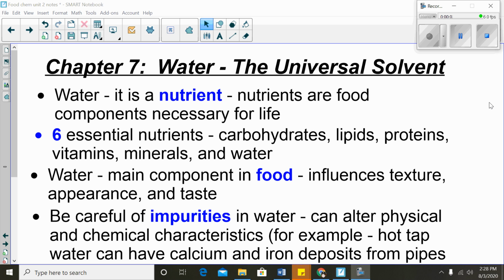This is Food Chemistry Unit 2, water, a universal solvent. So water. Why do we talk about water in food chemistry? Well, it is a nutrient, and nutrients are food components necessary for life. So we will discuss the 6 essential nutrients, each one at a time and in a lot of detail. So you have carbohydrates, lipids, proteins, vitamins, minerals, and water. So we're just going to start with water.